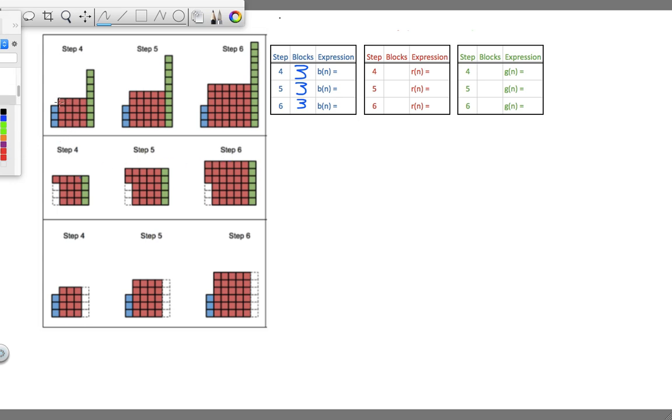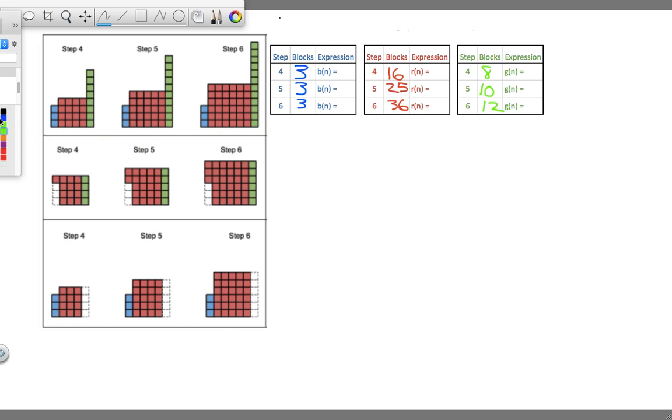When I have step 4, it looks like I have 16 blocks. For step 5, I have 25. And for step 6, I have 36. And then finally, let's look at green. Within step 4, I have 8 blocks. Within step 5, I have 10. And in step 6, I have 12.